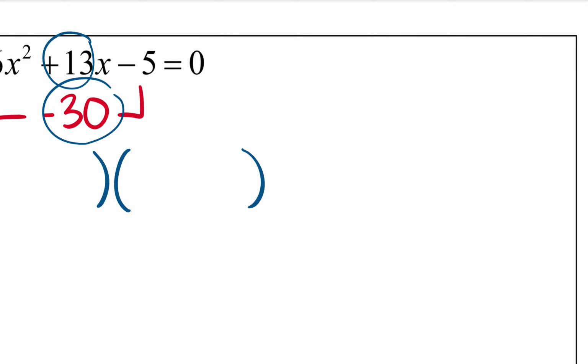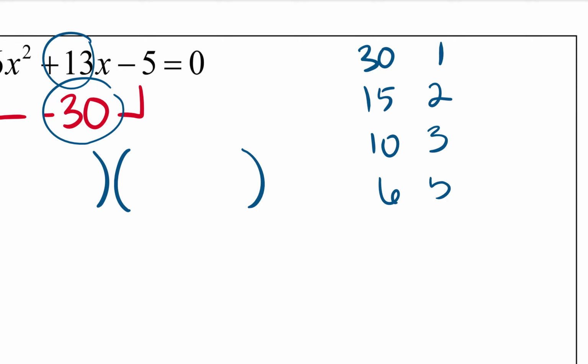So if you need to, come over here. I have 30 and 1, I have 15 and 2, I have 10 and 3, and 6 and 5. Okay, the only ones, well, there's two that can get to 13. That cannot, and that cannot. So I have 10 and 3 and 15 and 2. If I add 10 and 3, I get 13. If I do 15 minus 2, I get 13.